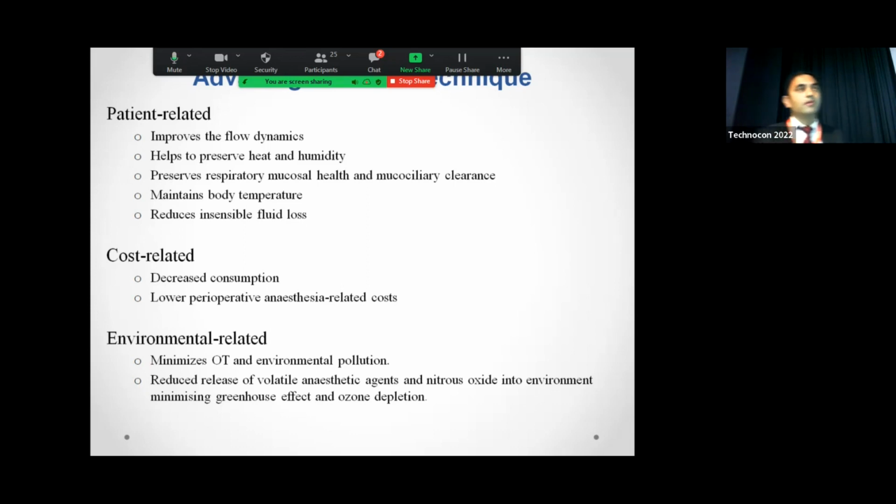There are also benefits of low flow anesthesia for the environment. It minimizes the pollution of the OT, that is, the anesthetic agents which are exhaled from the anesthesia workstation, and minimizes the exposure of the OT personnel. It reduces the release of volatile anesthetic agent and nitrous oxide into the environment, minimizes the greenhouse effect, and also decreases ozone layer depletion.